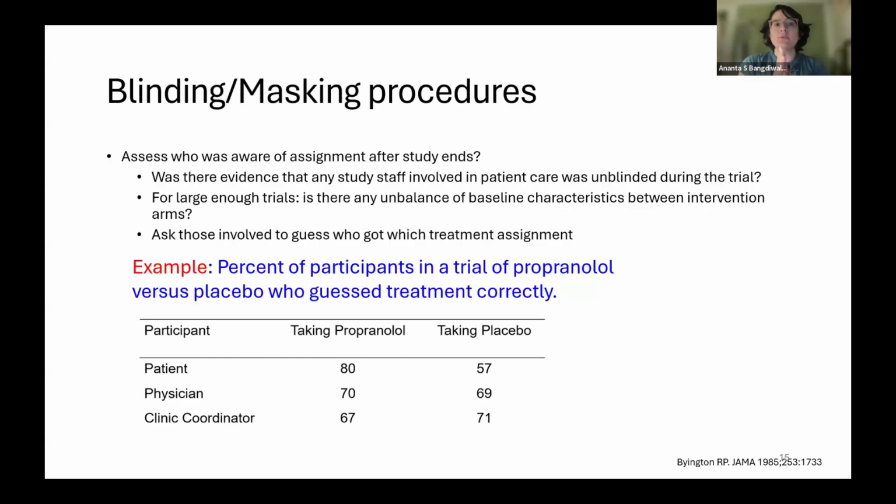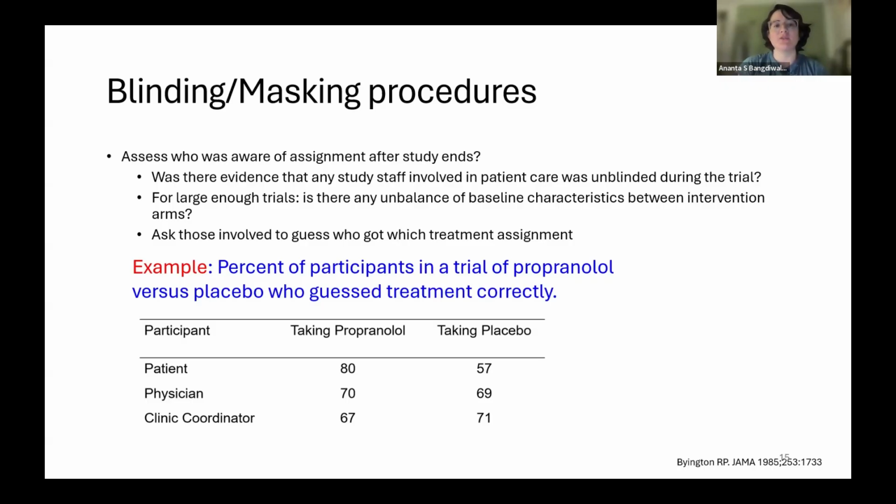So how do we assess who was aware of the assignment after the study ends? This is important to do just to make sure that you know if your study was at all impacted by unblinding. Was there evidence that the study staff involved in patient care was unblinded during the trial? For large enough trials, you can actually look at the baseline characteristics between the intervention arms to see if there was any imbalance, and that could be an indication that there was some sort of unblinding and maybe somebody affected things. One way of checking is to ask those involved to guess who got which treatment assignment.